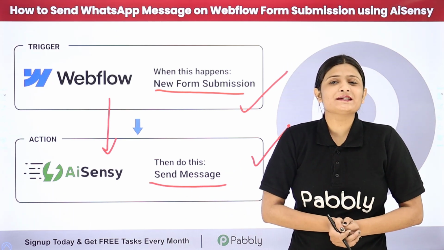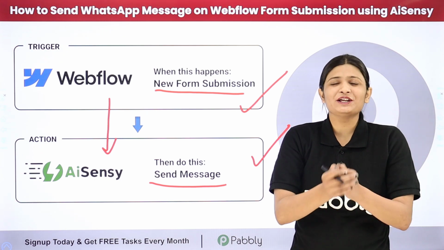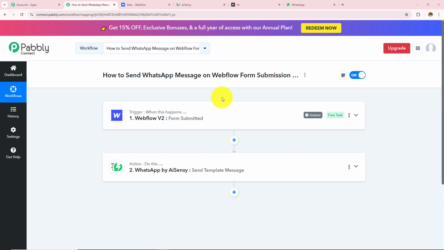If you want to learn this amazing automation step by step, then let me take you all to my screen. In this video, we are going to see how to send WhatsApp message on Webflow form submission using AiSensy. So here with the help of Pabbly Connect, I have created an automation workflow between Webflow and WhatsApp by AiSensy, and now we are going to check whether this automation workflow is working fine or not.